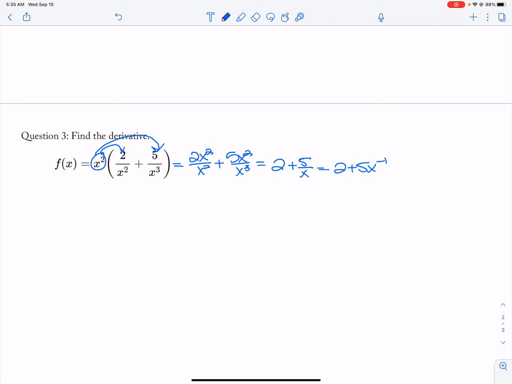So don't just get in the habit of doing product or quotient rule. See if it's better for you to simplify it first. So f prime of x would then be negative 5x to the negative second power.